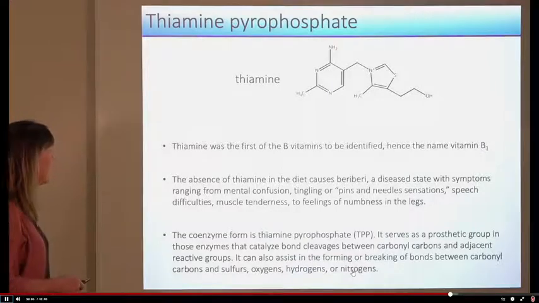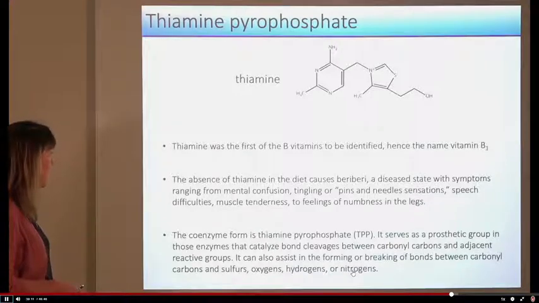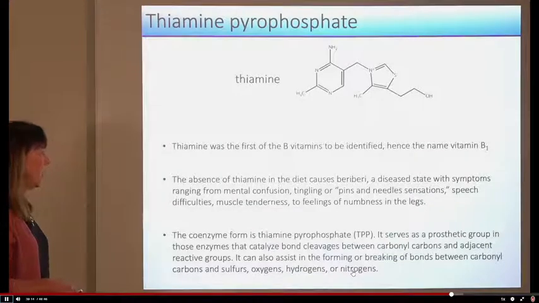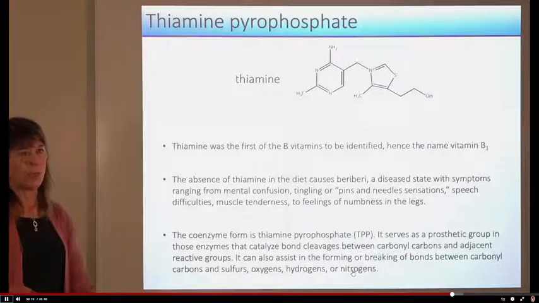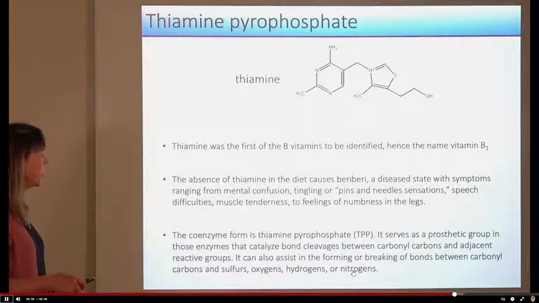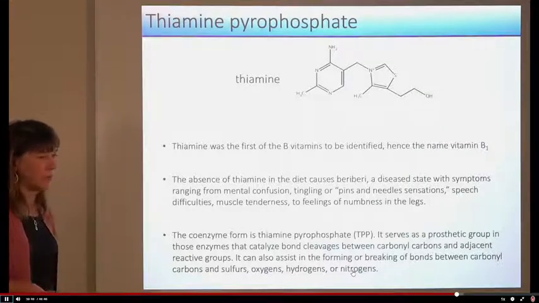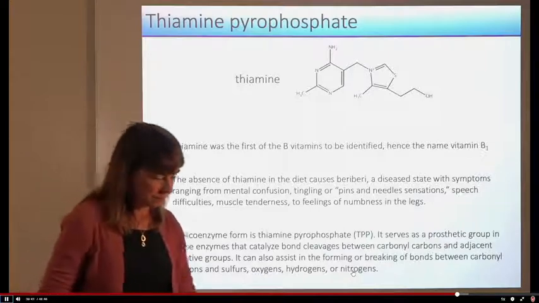So thiamine was the first of the vitamins to be identified, hence it's called vitamin B1. If you don't have thiamine, you can end up with beriberi, a disease state. But that's not going to happen in most situations where you have decent food. The coenzyme form is thiamine pyrophosphate. So this is the vitamin, and when you take it, then there's an enzyme that's going to put these phosphate groups there. It serves as a cofactor in those enzymes that catalyze bond cleavages between carbonyl carbons and adjacent reactive groups. That's what you need to think about.